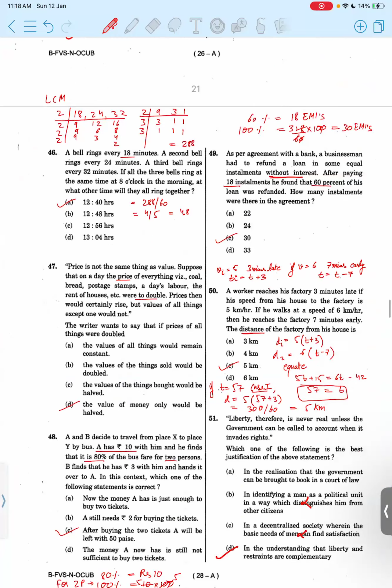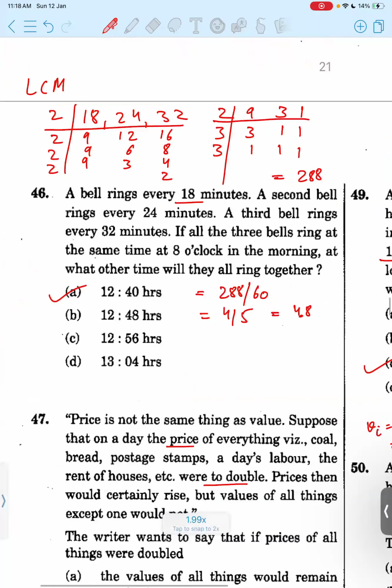In 46, in such types of questions, we have to calculate the LCM of the numericals which are given. In this case, it states that a bell rings every 18 minutes, the second bell after 24, and the third after 32. So you calculate the LCM first, and then it is also given that if all these three bells ring at the same time at 8 o'clock in the morning, what is going to be the next time when they will be ringing together.